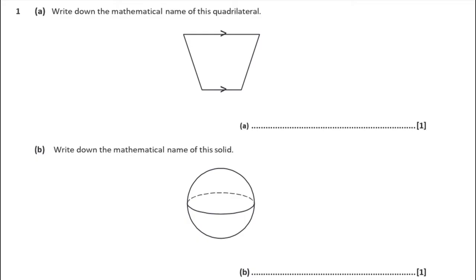Question 1a, write down the mathematical name of this quadrilateral. Well, you should be able to tell from its single pair of parallel lines that this is a trapezium. B, write down the mathematical name of this solid. It is, of course, a sphere.